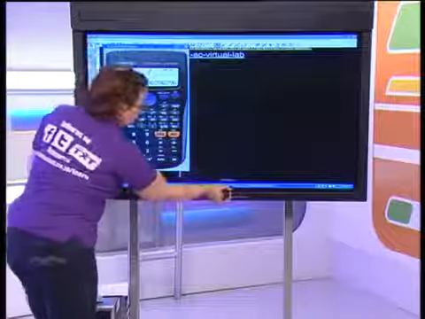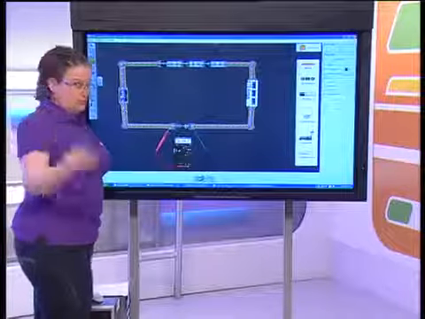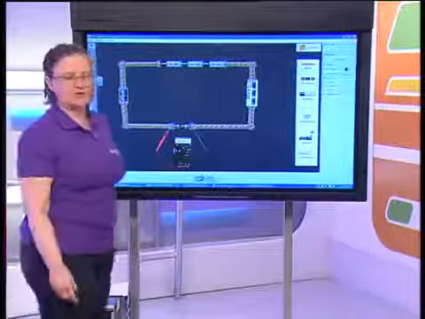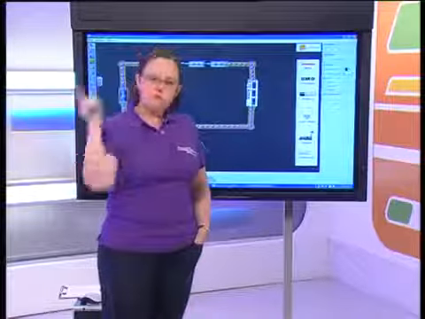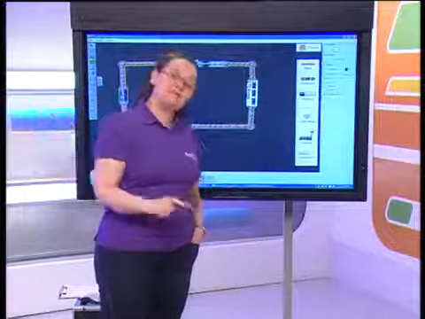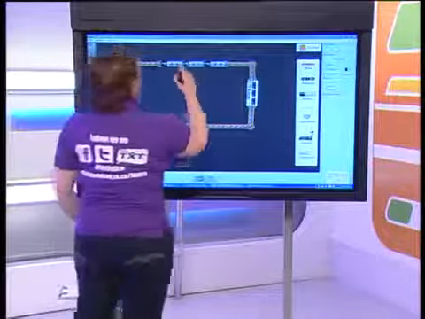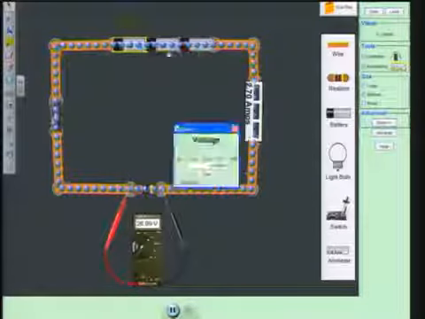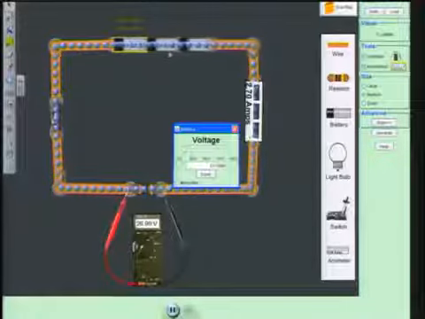I can only give an answer to 2 decimal places because if I go back to my circuit, my most accurate reading is 2 decimal places from my voltmeter and my ammeter. I cannot give an answer to more than 2 decimal places because my meters don't go beyond 2 decimal places. Now, what we're going to do over here is change the voltage, and I'm doing it this way specifically because I want you to see something.